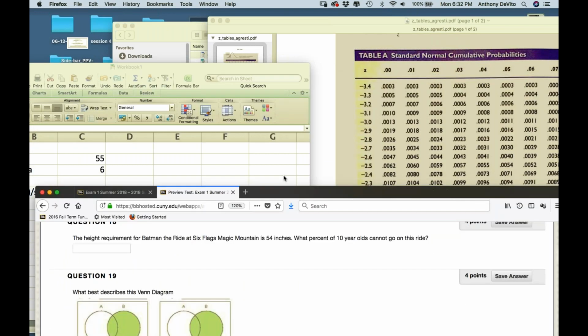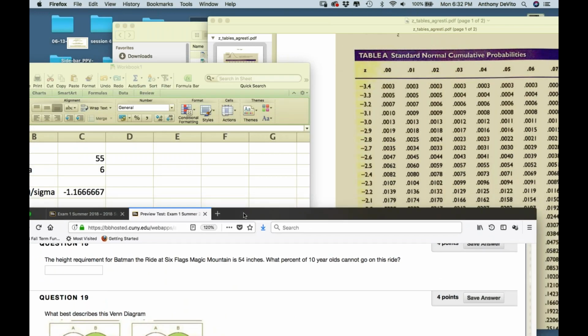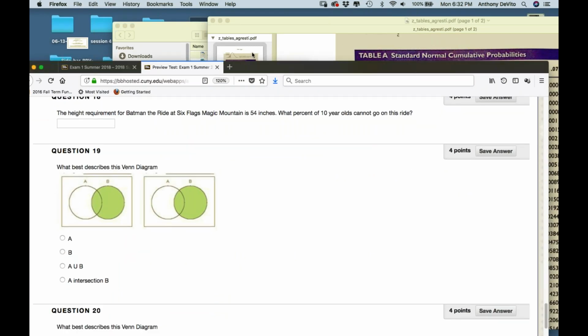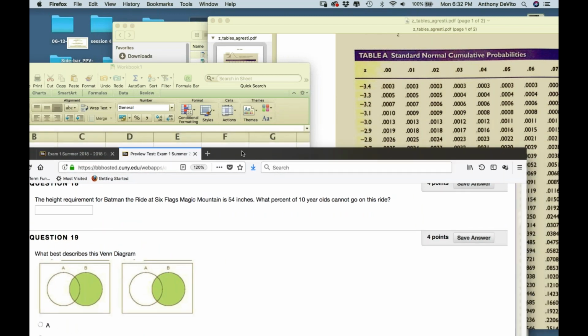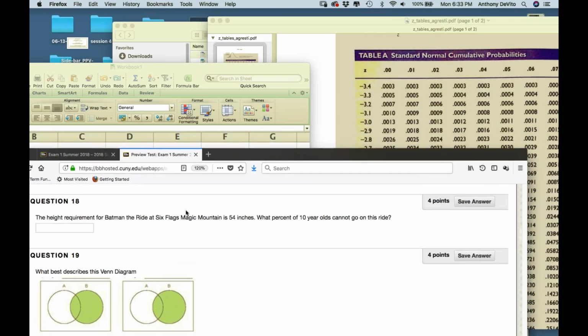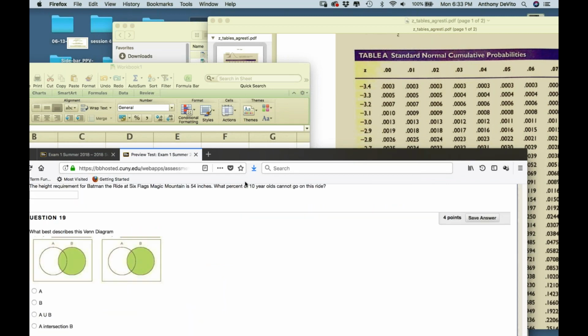And while we're at it, I want to ask you the question that I didn't ask. 0.43? I'll take a look at it. Okay. Let me just make sure I'm answering the right question. Height requirement, 54. What percentage of 10-year-olds cannot go on this ride? Yeah, okay. That should be right.